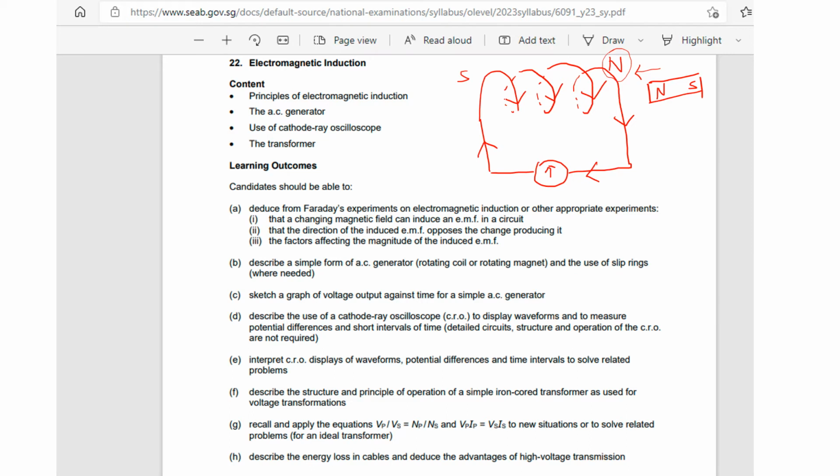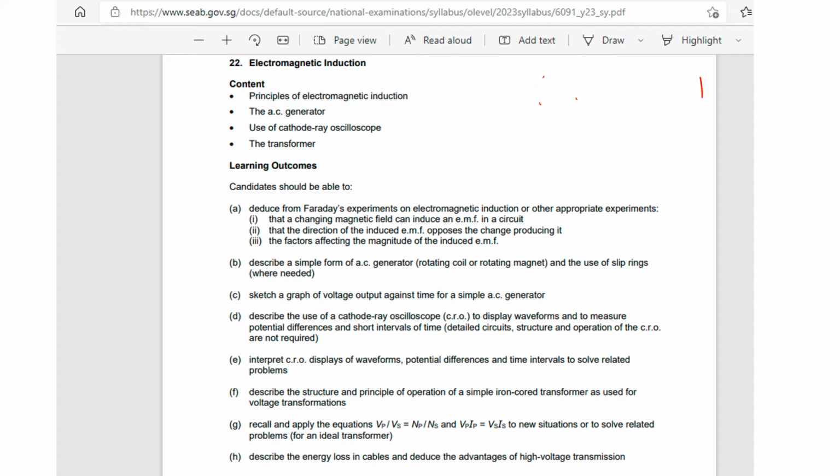Similarly, now let me erase this off, and I'm going to draw something else. Instead of having the magnet going in, I will have the magnet going out. So let me draw it. I have a galvanometer. So I have a magnet now.